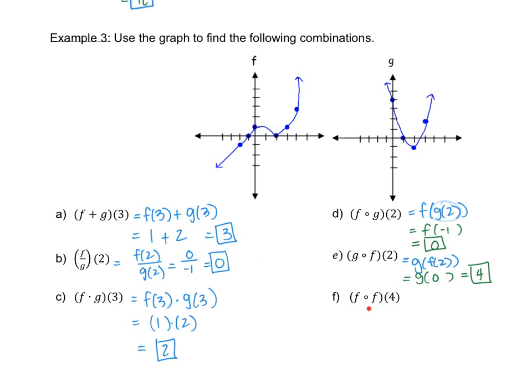Last but not least, this is f of f. If I rewrite it with parentheses, this is going to be f of f of 4. Again, the inner layer is going to be on the inside, so basically the number furthest to the right is on the inside. We have to find f of 4 first. If you go to 4 on the f graph, it's going to be at, let's see, 1, 2, 3, 3. So this is going to be f of 3. And then I have to find what f of 3 is. Going back to the graph, f of 3 is at positive 1.